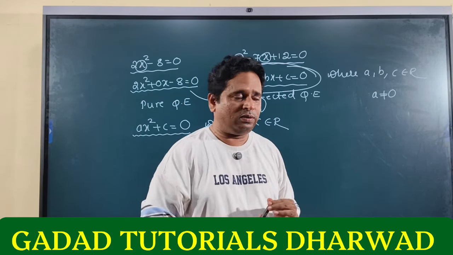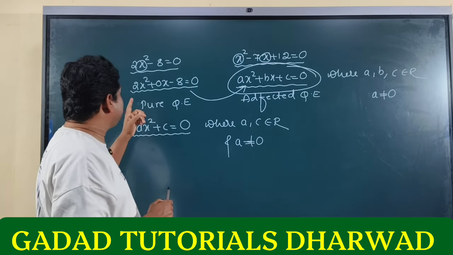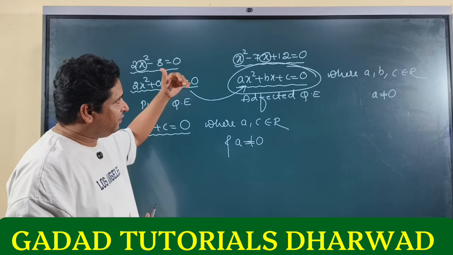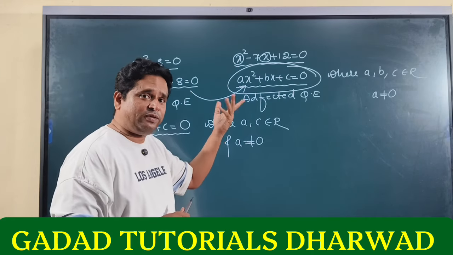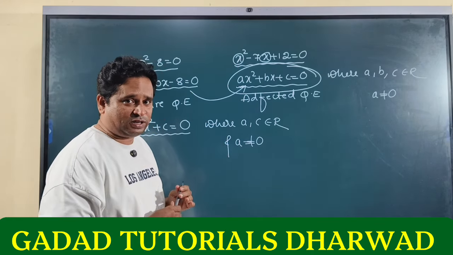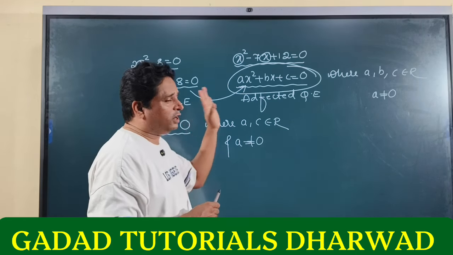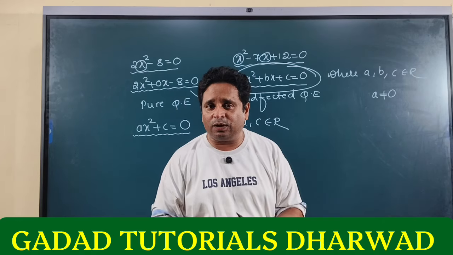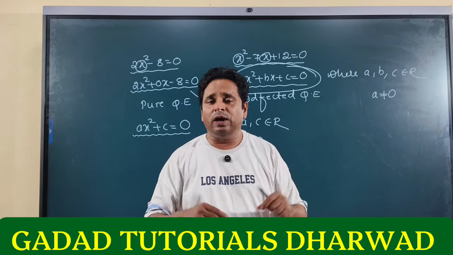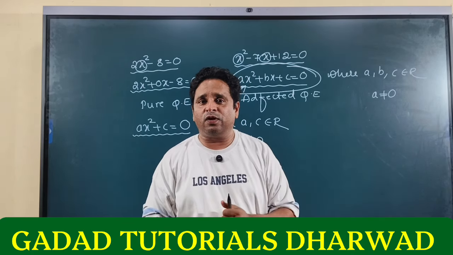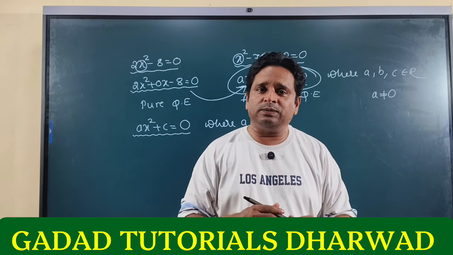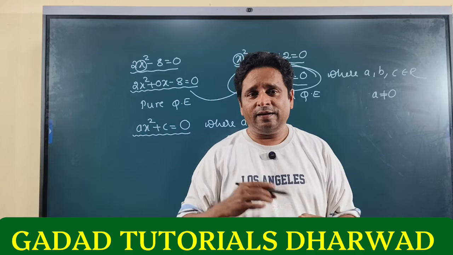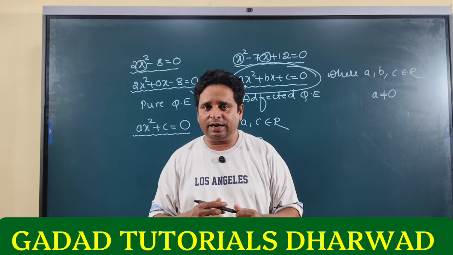If the power is only 2, you can say pure quadratic. If it is power 2 as well as power 1, we can say unaffected quadratic equation. It may be pure quadratic or it may be unaffected quadratic. Both can be expressed in the form of ax square plus bx plus c equal to 0. Hence, the standard form of a quadratic equation is ax square plus bx plus c equal to 0. This you have to remember here. We'll solve the problems based on this.